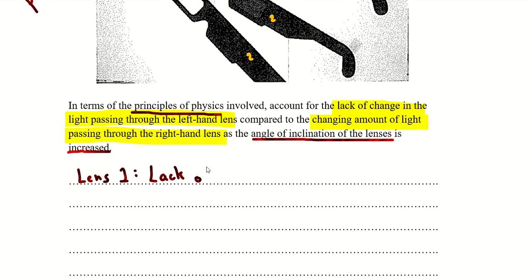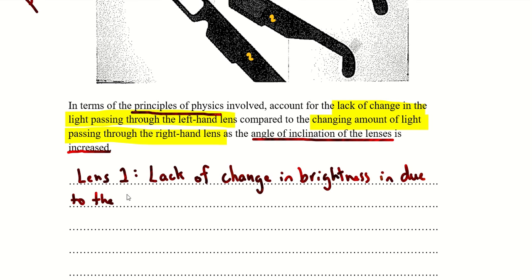A lack of change in brightness is due to the lens having no polarizing filter. Okay, so that's what we have there.